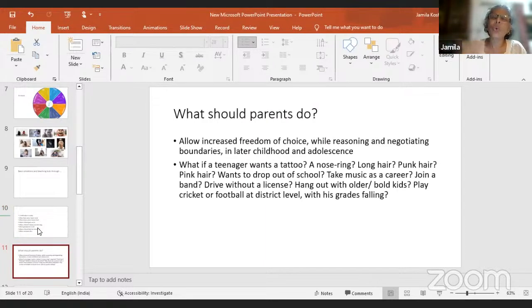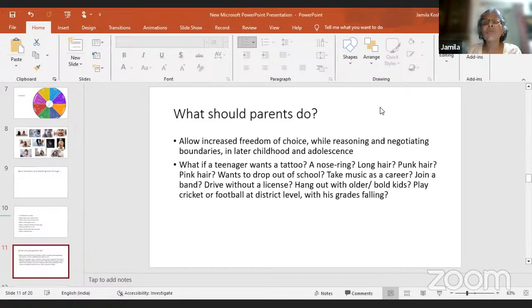Okay, now what about older children? Okay, how do we deal with older children's emotion? As I said last time, as a child grows up, we have to give an increased freedom of choice, okay? And you allow them to make more and more decisions, but you keep reasoning and negotiating with them, right? You don't just simply let them loose and say that you do whatever you want. That's not the idea. We try to continue to talk with them about it.